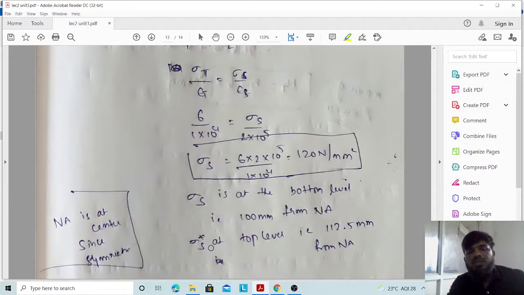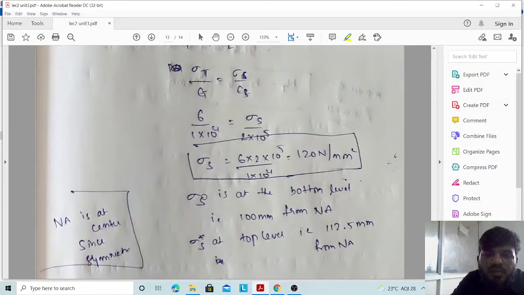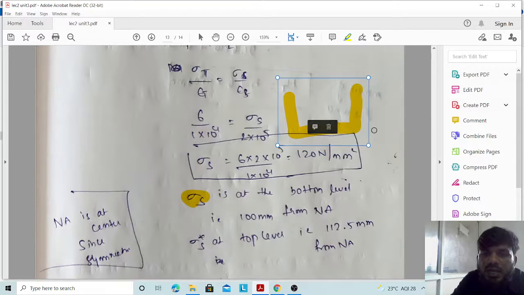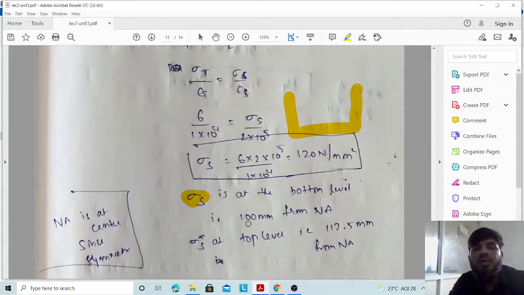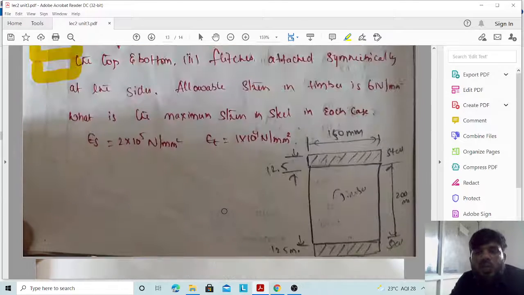Sigma S dash, what is sigma S dash? Because of the symmetry of the element, we are going to get this at this surface. Exactly at this section, the bottom surface, you are going to get sigma S. Sigma S at the top you have to get by taking the ratio, the modular ratio. In this way you have to take the ratio: sigma S by 100 should be equal to sigma S star by 112.5. Why 112.5? You are measuring the total distance. So what is this total distance? 12.5 plus 12.5.